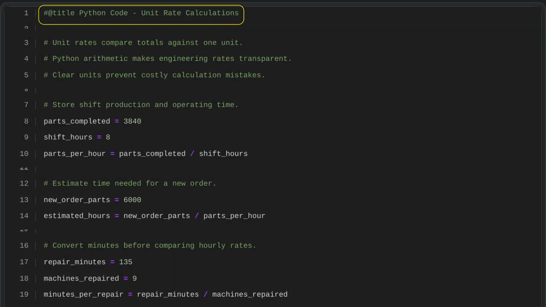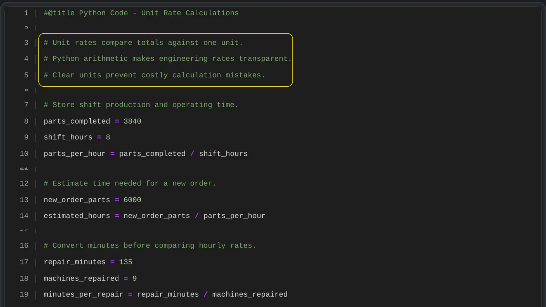Python code. Unit rate calculations. Unit rates show how a total compares to one unit. In engineering calculations, Python arithmetic helps make these rates clear, while careful attention to units helps prevent costly mistakes.